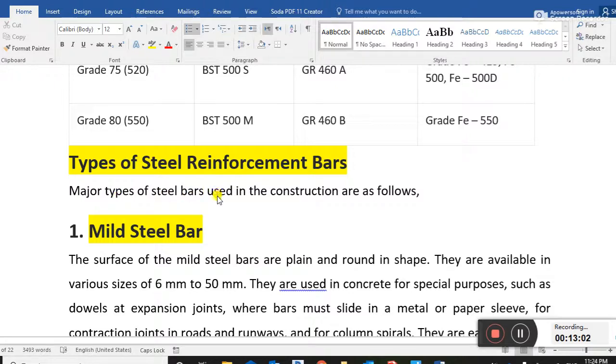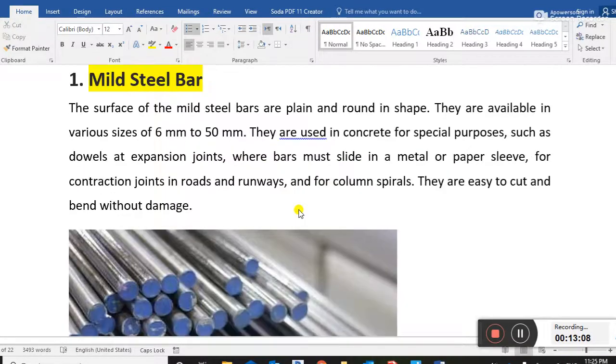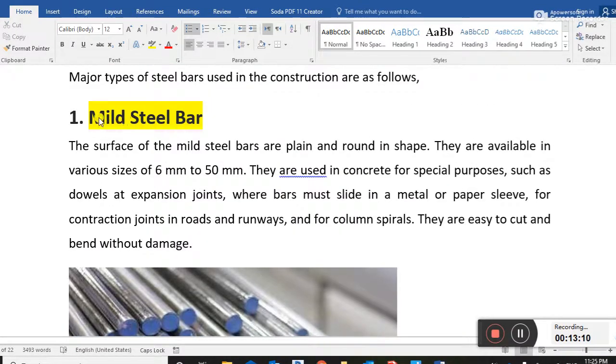Guys, types of steel reinforcement. The major types of steel bars used in construction are as follows. Guys, in the construction industry we commonly use mild steel and TMT. Guys, we just want to discuss one by one. What is mild steel? The surface of mild steel bars is plain and round in shape. They are available in various sizes from 6 milli to 50 milli.